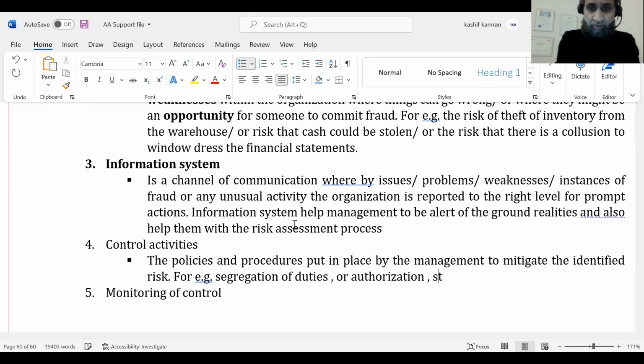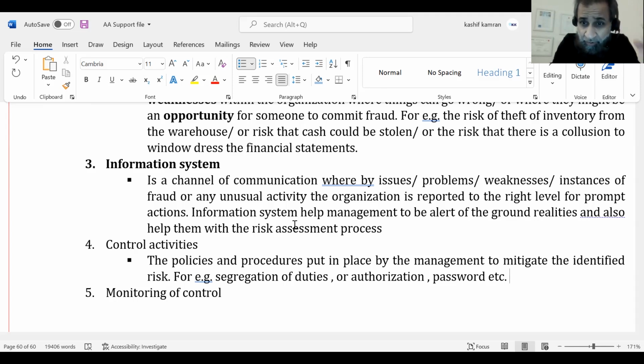Strong passwords. Passwords are such a good control activity, right? For ensuring there is restricted access to critical information. So you should have some policies and procedures in place. You should have some check and balance in place for ensuring that the identified risks are mitigated.